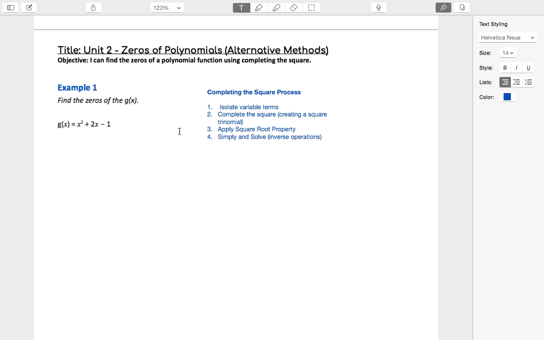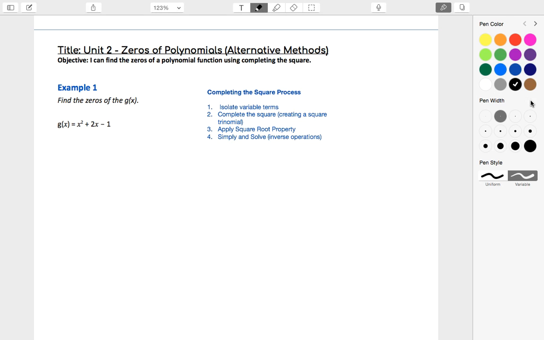Perfect. So this is our process, and we are going to follow exactly how we would start with the regular factoring with the zero. So we want to set this equal to 0. So 0 equals x squared plus 2x minus 1. And then step 1 is to isolate the variable terms. So we're going to isolate the variable terms by getting everything that does not have a variable term to the other side. So here we're going to add plus 1 to both sides. And so we're going to have 1 is equal to x squared plus 2x.